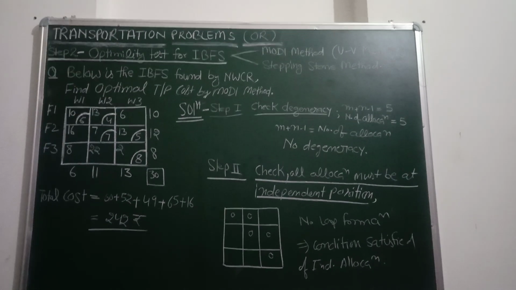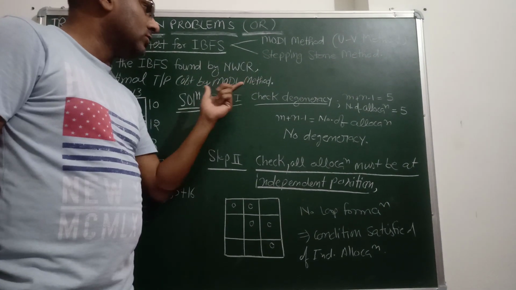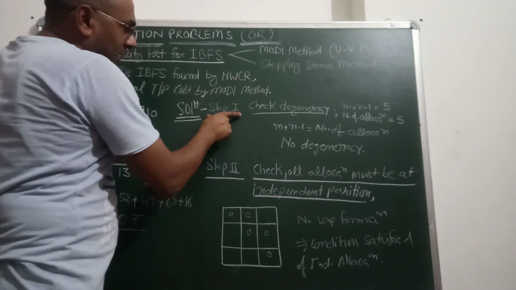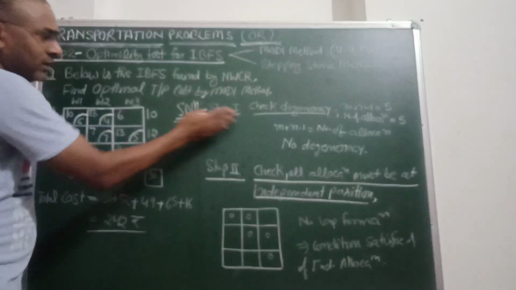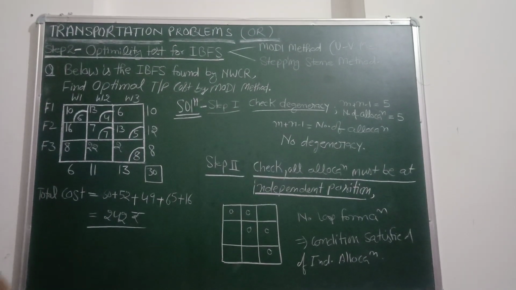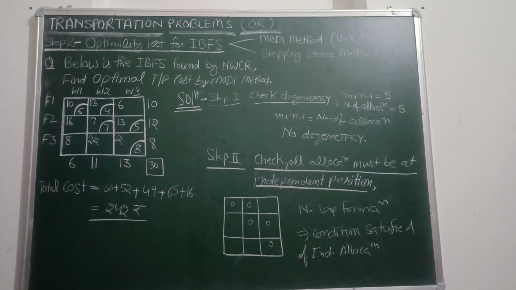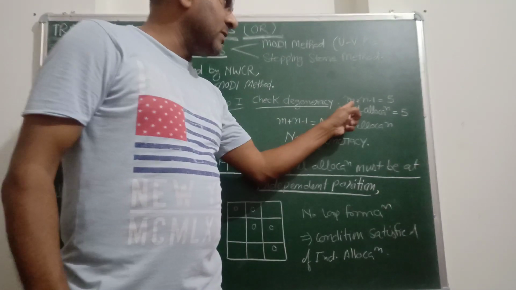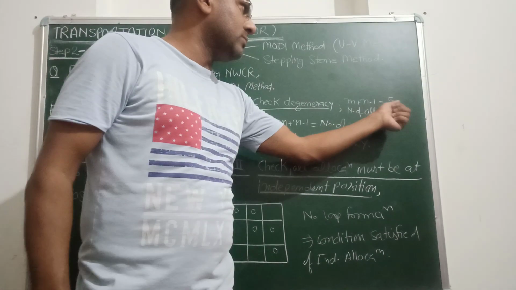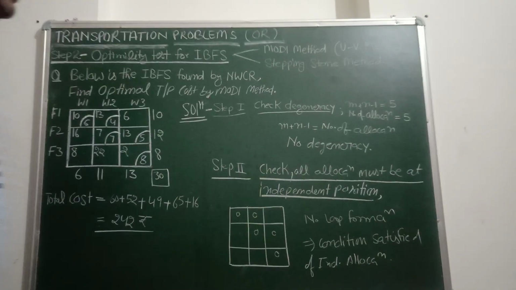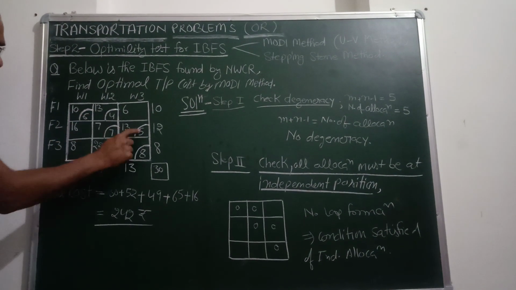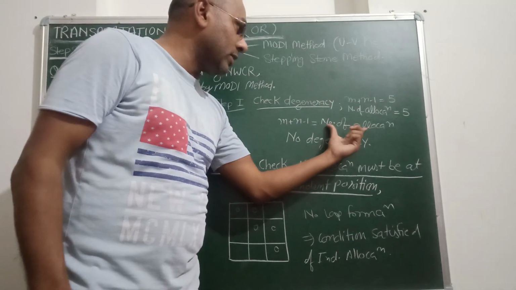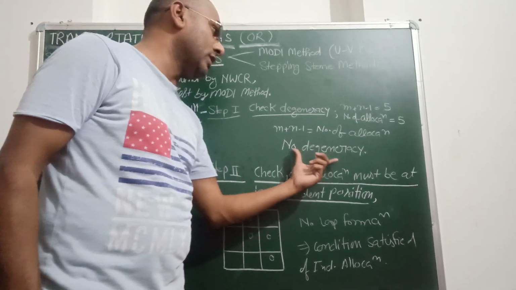Now we will proceed further using the MODI method to check the optimality. The first step in the MODI method is to check whether there is any degeneracy or not. If there is degeneracy, we first have to remove the degeneracy. In this question you will see that there are 3 rows and 3 columns, so m is equal to 3, n is equal to 3, and m plus n minus 1 comes out to be 5. Similarly, we have to check how many allocations have been made: 1, 2, 3, 4, 5. Number of allocations is 5. If m plus n minus 1 is equal to the number of allocations, then we can say that there is no degeneracy, so we can proceed further.